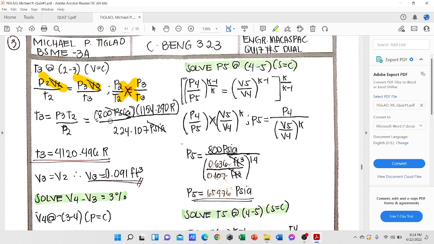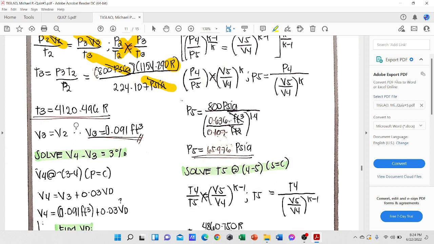Then we substitute the values. P3 is 800. The temperature 2 that we solved earlier is 1,154.290, all over P2, which is 224.107 PSIA. So, the unit PSIA will cancel, and the unit is Rankine. So, T3 is equal to 4,120.496 Rankine.